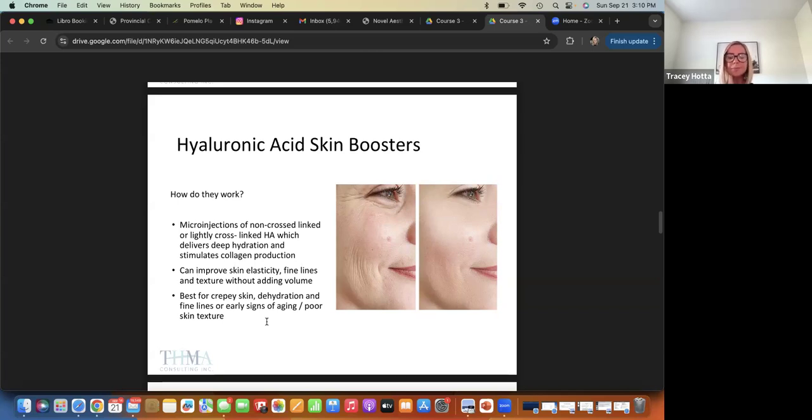It looks brighter. These are best for people who have crepey skin, dehydrated skin, or fine lines, wrinkles, early signs of aging, poor skin texture. So somebody who kind of has dry, thin, crepey skin can do very well with skin boosters.